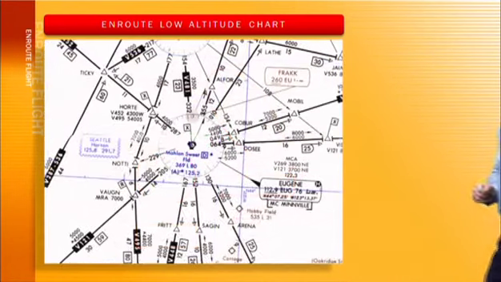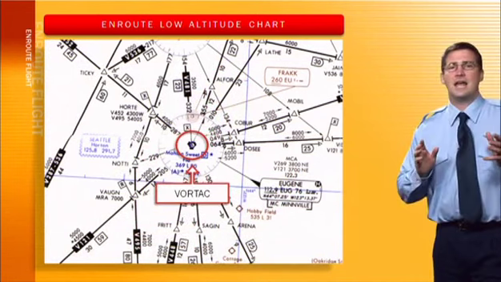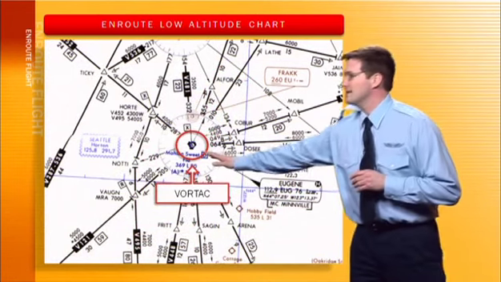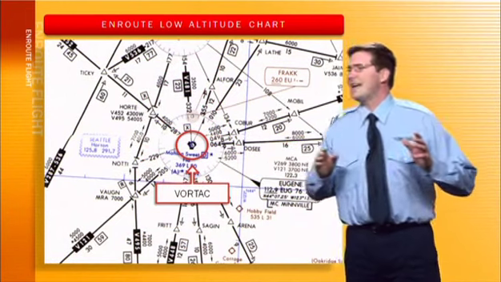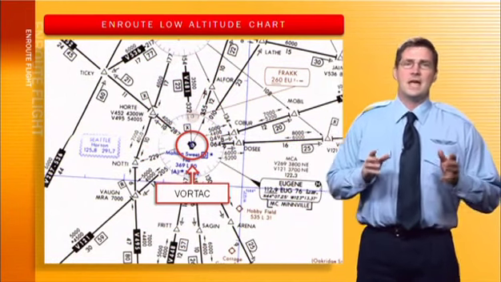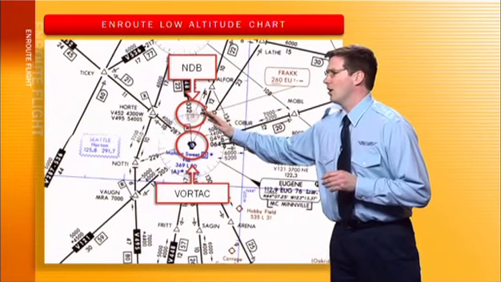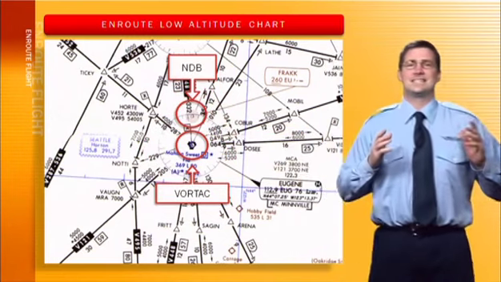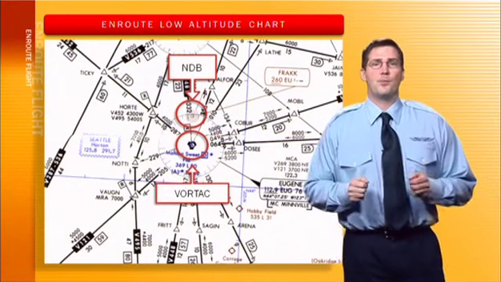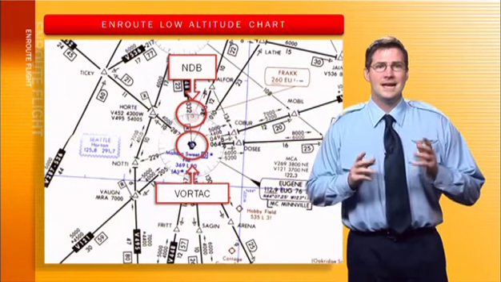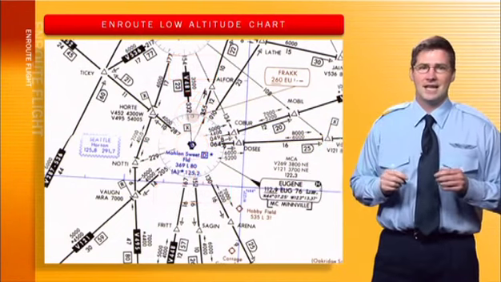Let's take a look at some more symbols. Here we show a Vortac, which is a combined VOR and TACAN. You can see that right in the middle. It looks a lot different than a VOR DME. And here we show an NDB, which is easy to distinguish on this chart with its different color, its distinctive dot pattern, and the barb pointing to magnetic north. Now that's a good segue to our next slide.